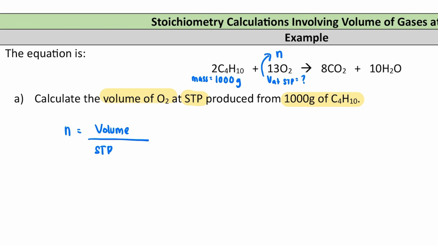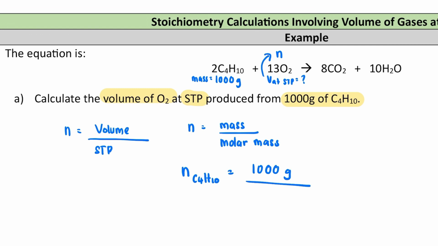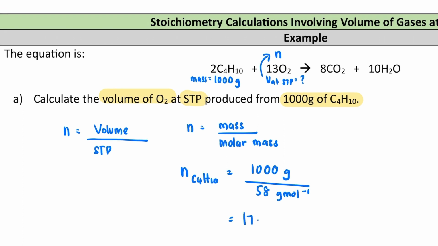We need to find the number of mole of the other reactant. Because if we look here, for oxygen we do not have any information about oxygen. So we need to find the number of mole for C4H10. Number of mole equals mass divided by molar mass. For C4H10, the mass is 1000 gram, divided by the molar mass, which is 58 gram per mole. And the number of mole is 17.2414. I will take 4 decimal places since I need to use this number of mole in the next calculation.